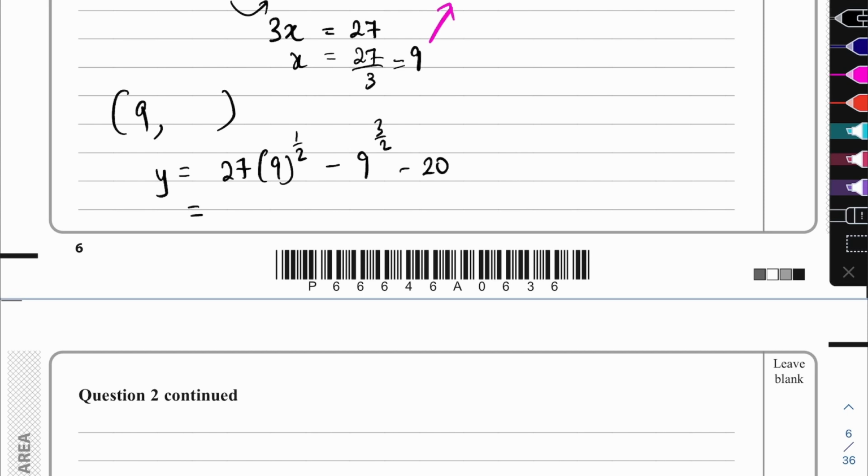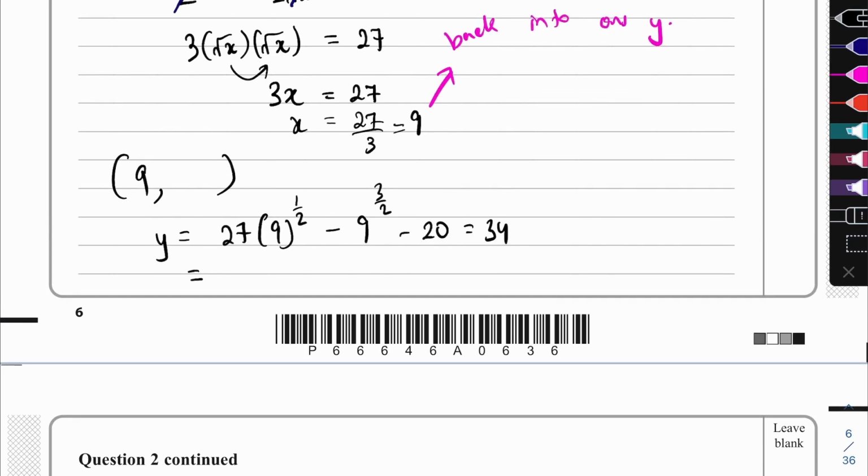This gives us what? Any clue? This gives us 34. When you put it in the calculator, this gives us 34. I just checked it. 34. So are we done? Yes. 9, 34 is the stationary point.